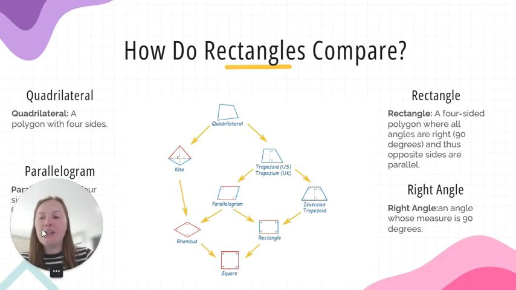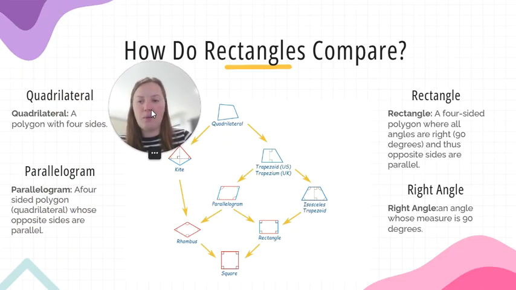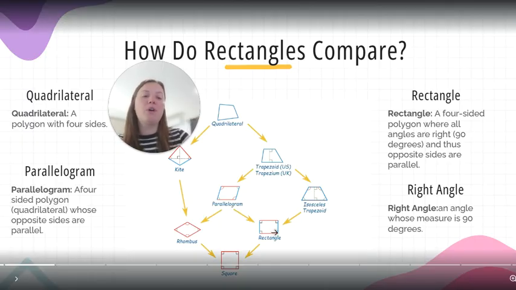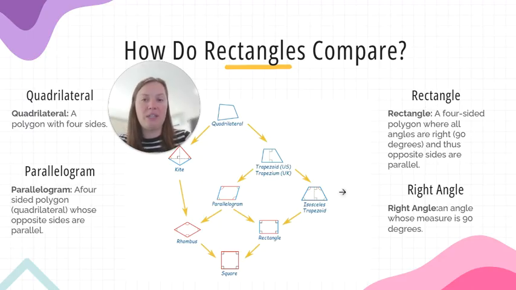So up first, do we know the difference? A quadrilateral is a four-sided shape, and up here we've got our example of a quadrilateral. Then we go down to a parallelogram, a four-sided shape whose opposite sides are parallel. And then we get even more specific with a rectangle, a shape whose opposite sides are parallel, but all of our angles are 90 degrees. So we have this fixed shape here.